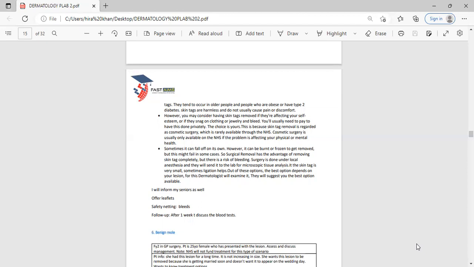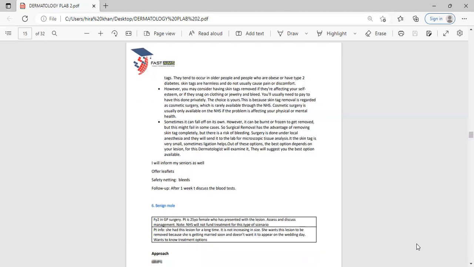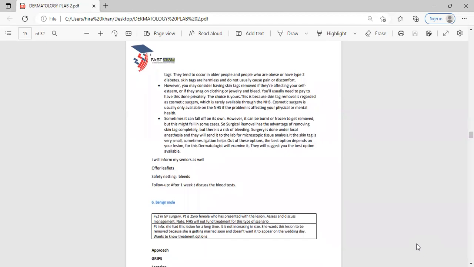The patient might ask, what do you recommend for me? So you can say, well, out of these options, the best option depends on the size of the lesion, for which the dermatologist will examine you, and they will suggest the best option available. So that's why I'm going to make a routine referral for that. I will inform my seniors as well. Here are the leaflets, and if it bleeds, you can come back to us, and I'm going to have a follow-up with you after 1 week to discuss the blood test.